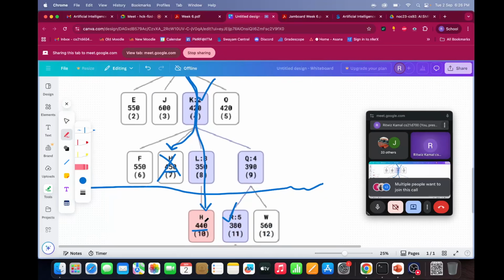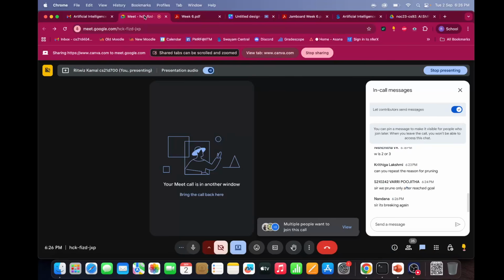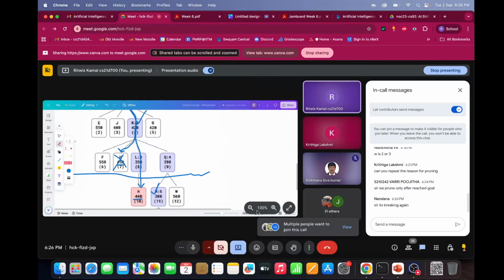Still it's breaking. Okay, let me try. The voice is not clear. Yeah, it is breaking. There is a lag.